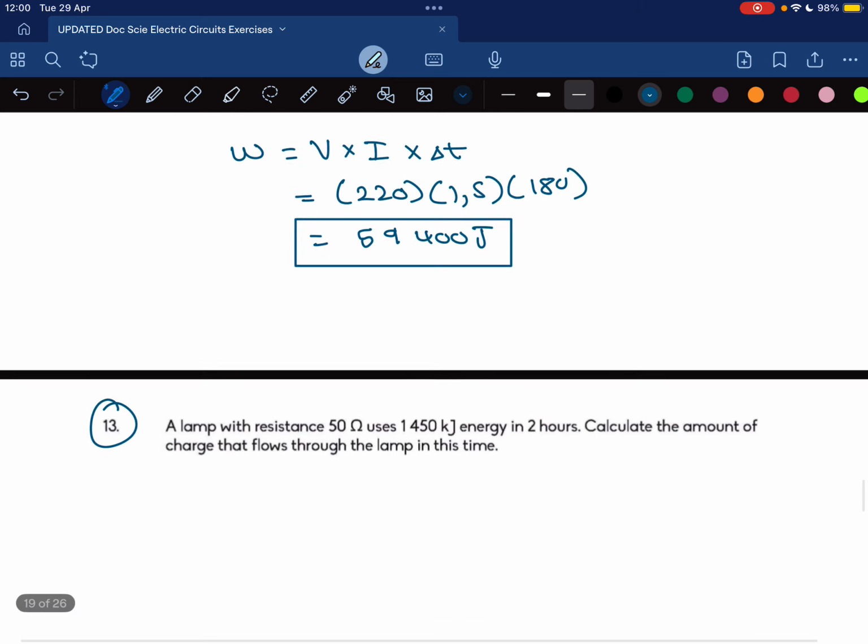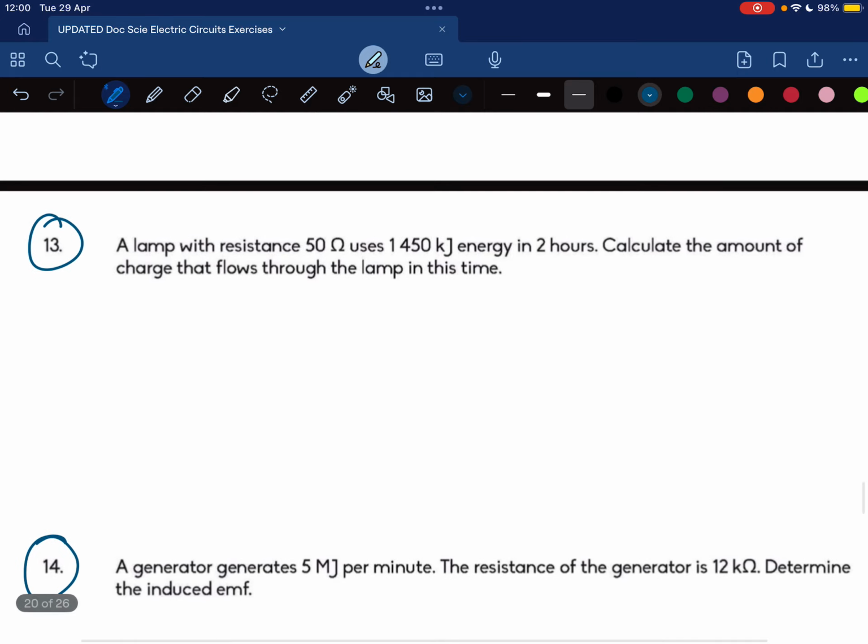Okay. Then number 13, it says a lamp has a resistance of 50 ohms. It uses 1,450 kilojoules of energy for 2 hours, so time. So 2 hours, you'd multiply by 60 to get minutes, and then 60 again to get seconds. So it's for 7,200 seconds.